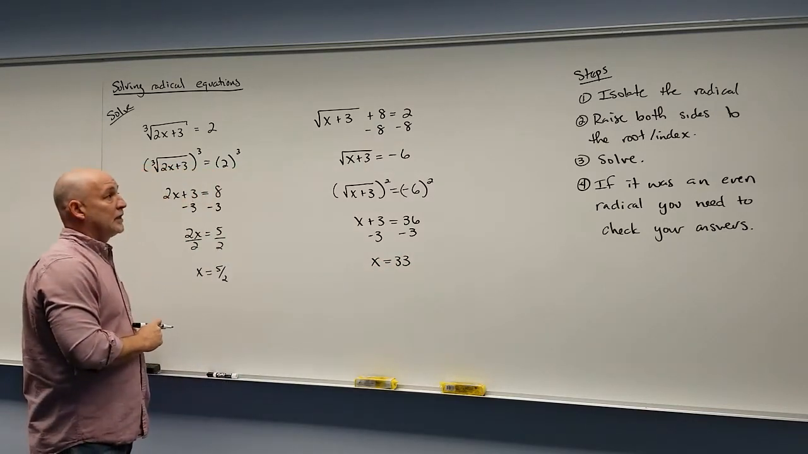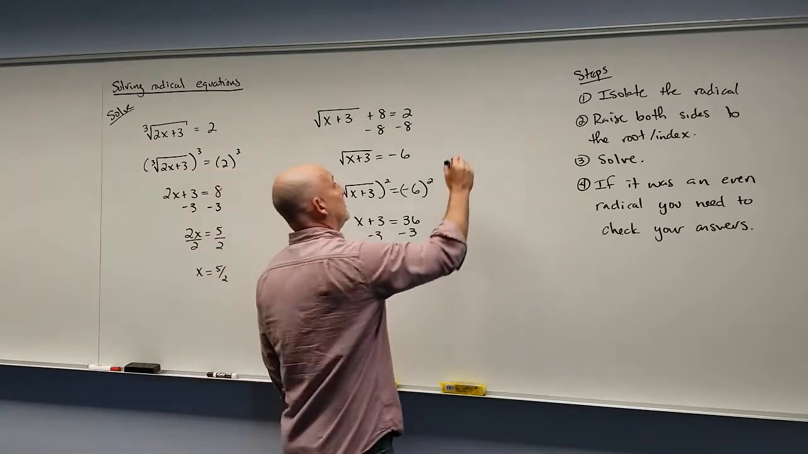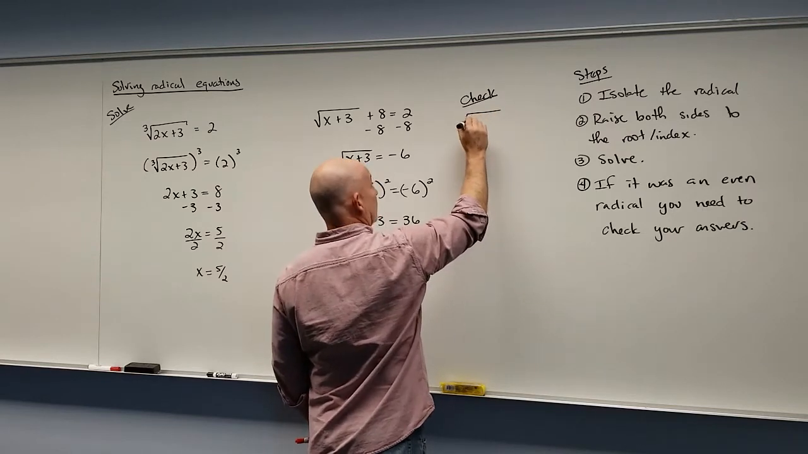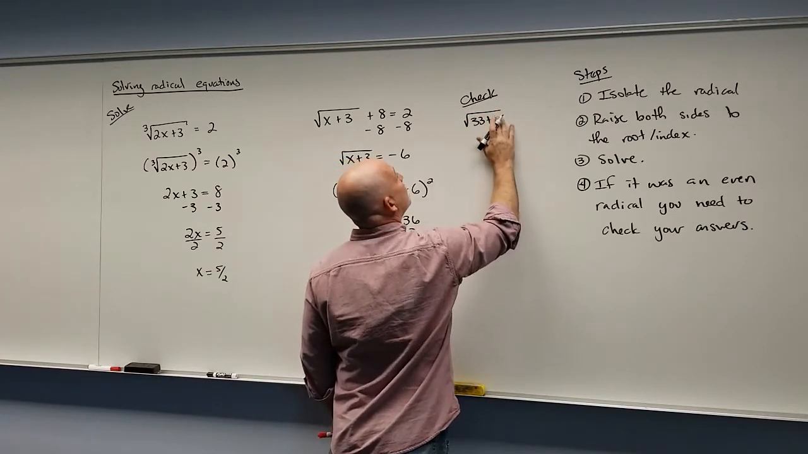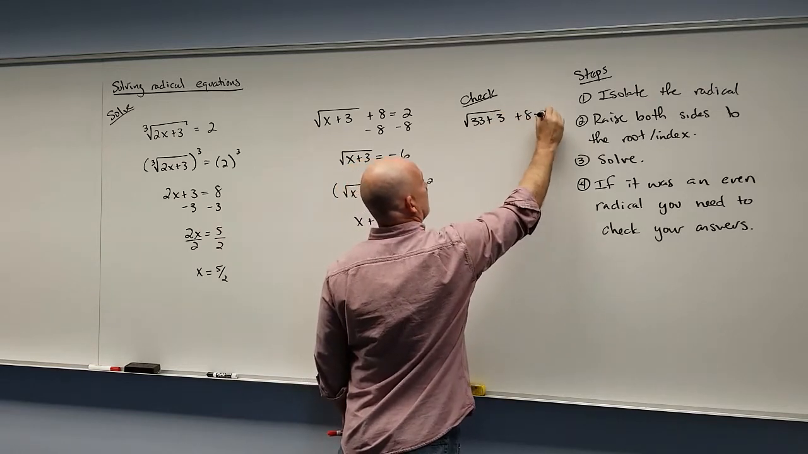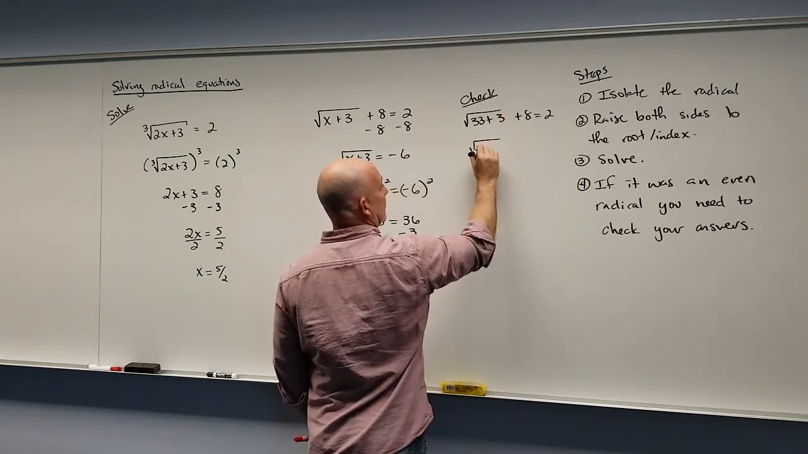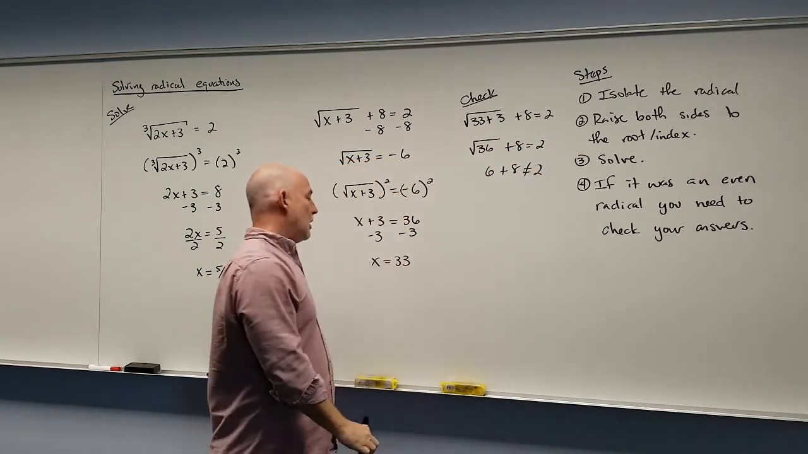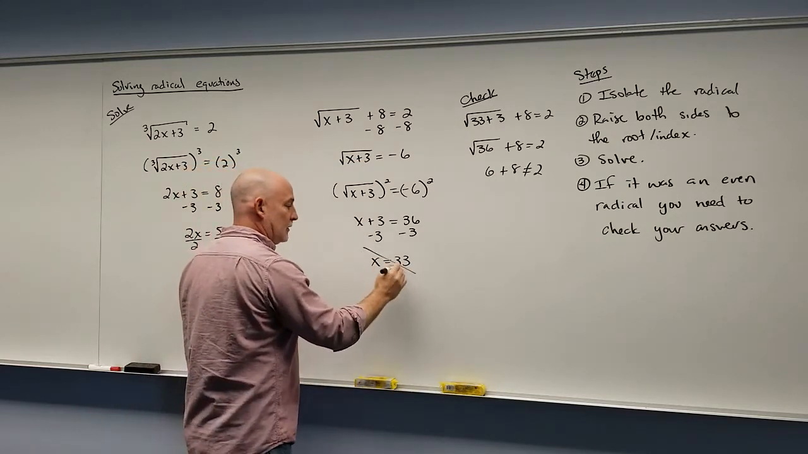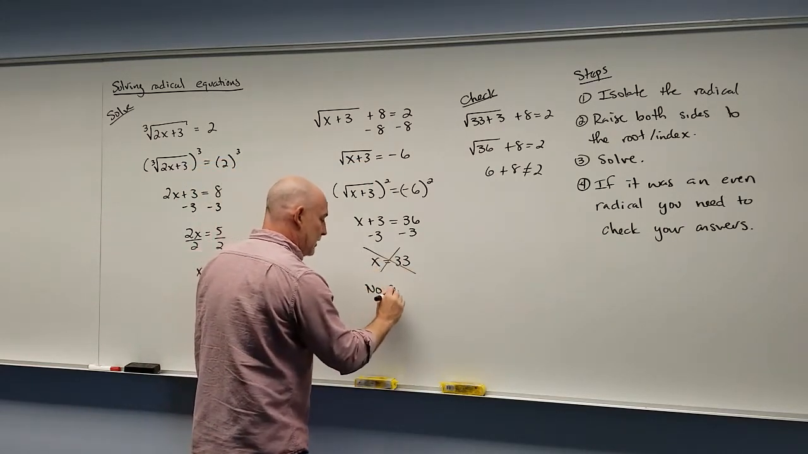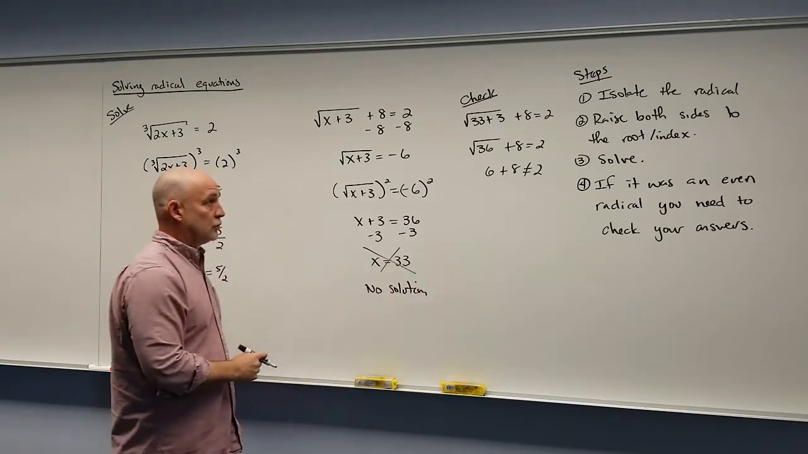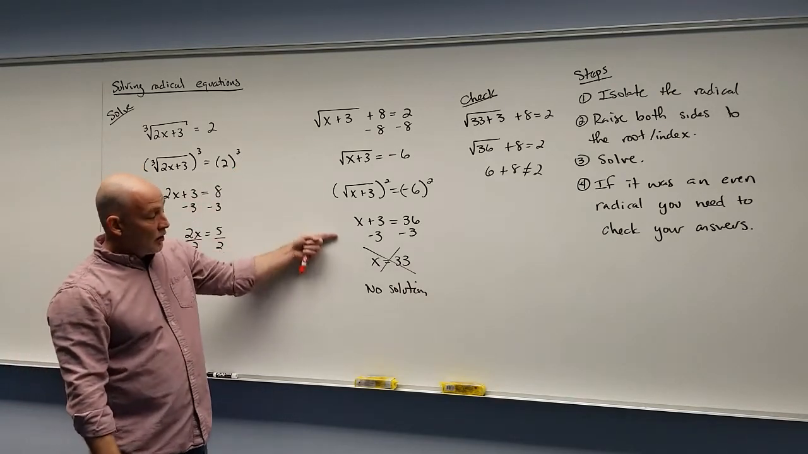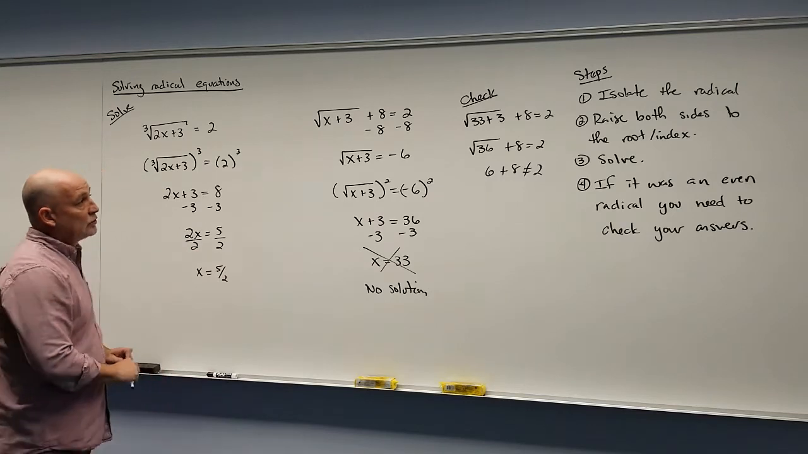Before we call this an answer, we do have to check it. You can do this in your head if you want to. This time, I'm actually going to write this out. That would be the square root of 33 plus 3, plus 8, is that equal to 2? Well, that's the square root of 36 plus 8, is that 2? Now, 6 plus 8 is not 2, which means this does not check. So since that does not check, in this case, here we have no solution. Because it was an even root, we had to check our answer. And even though all the work we did was correct, sometimes they just will not check.